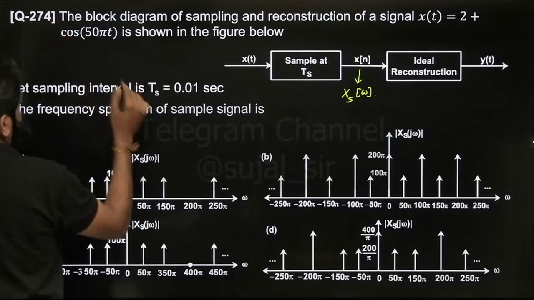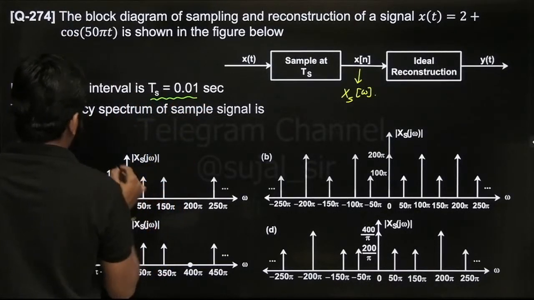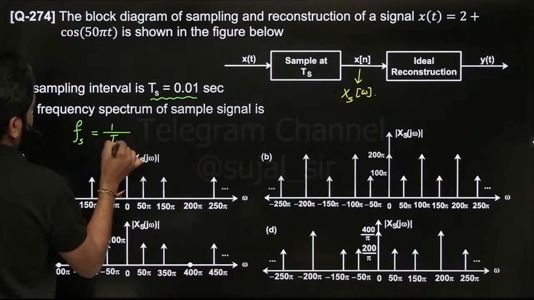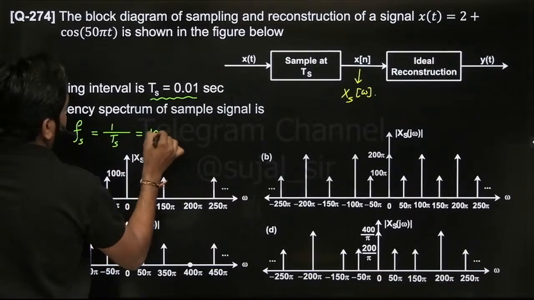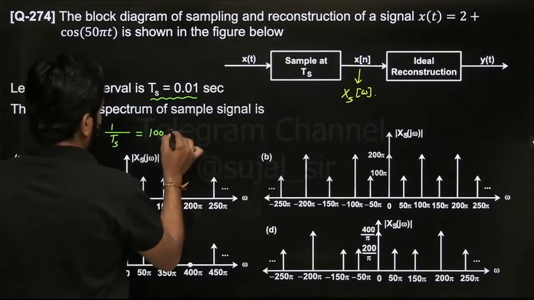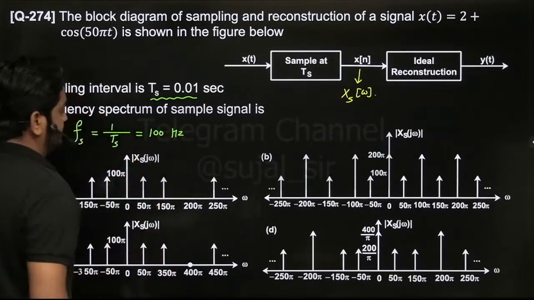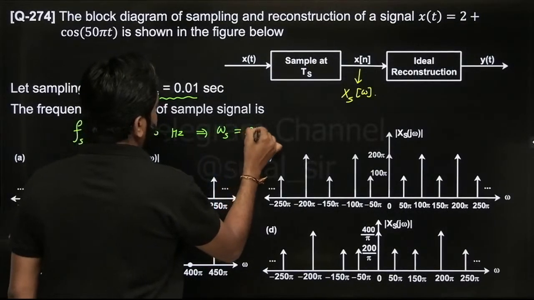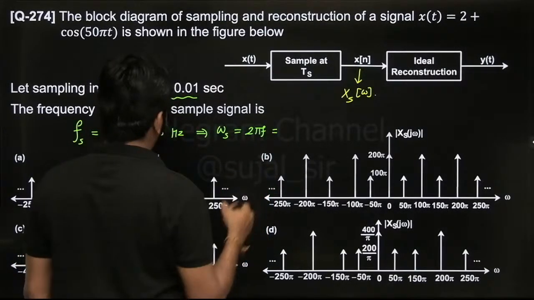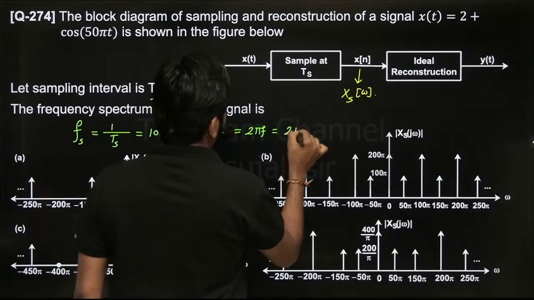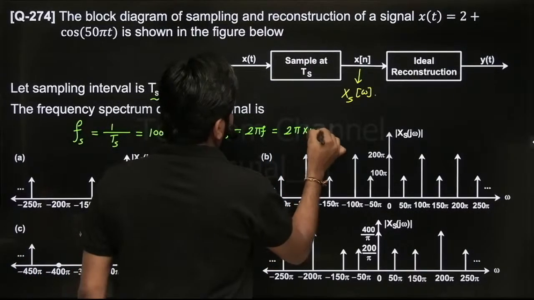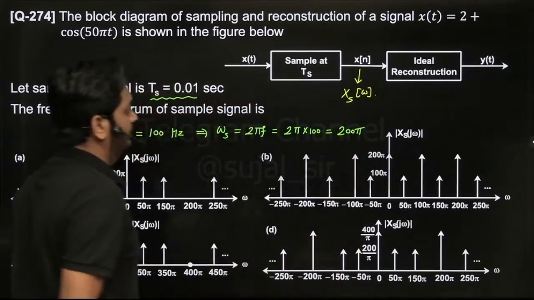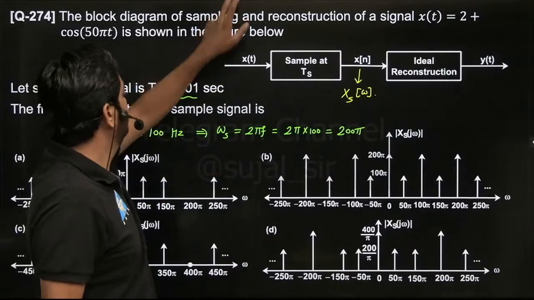Okay. Now next, read the question. Sampling period is given as 0.01 second. So Fs will be 1 upon Ts, which is nothing but 100 samples per second, 100 hertz. And the sampling frequency in radians per second is 2 pi f, that is 2 pi into 100, which is nothing but 200 pi, guys.